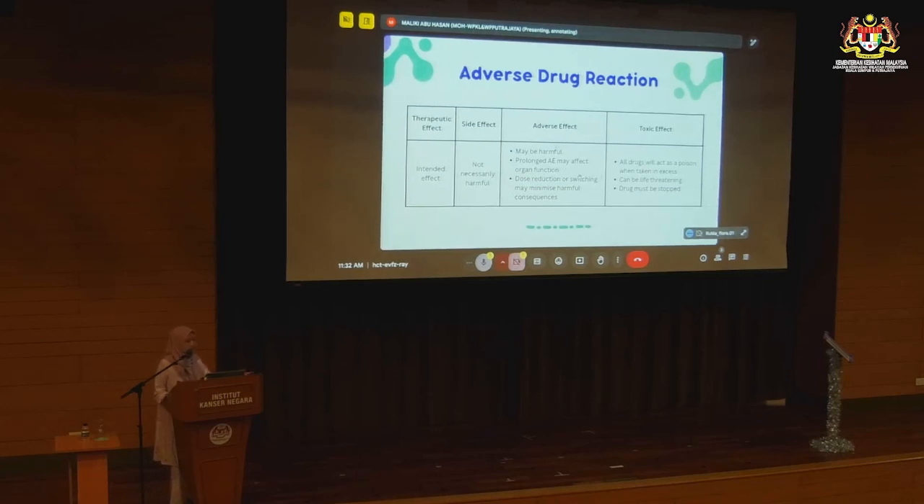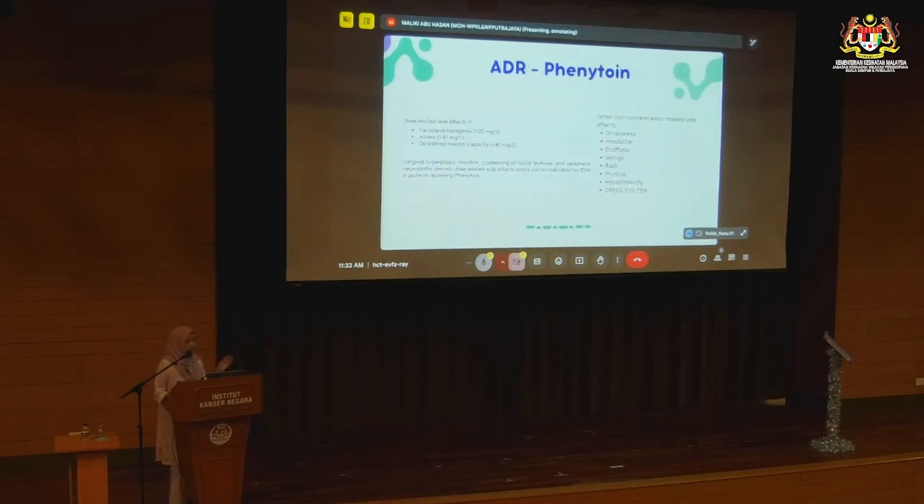Prolonged adverse effect may affect organ function. So this can result in hepatic injury and something like that. You can also do dose reduction or switching of the AED to minimize harmful consequences. But toxic effect usually happens when the drug is taken in excess, so an overdose of the drug. It can be life-threatening and the drug must be stopped. Okay, so we move on to ADR for each of the drugs.